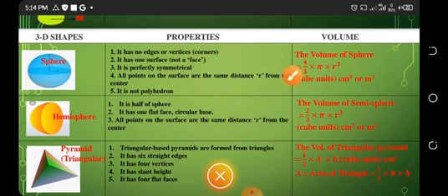Is that taken? And what is the volume of the sphere? It is 4/3 times pi times r cube. And the unit is also cube unit. That's about that. Then the next one is hemisphere.